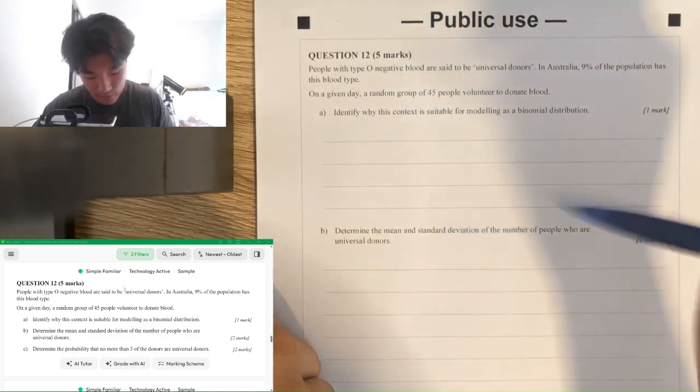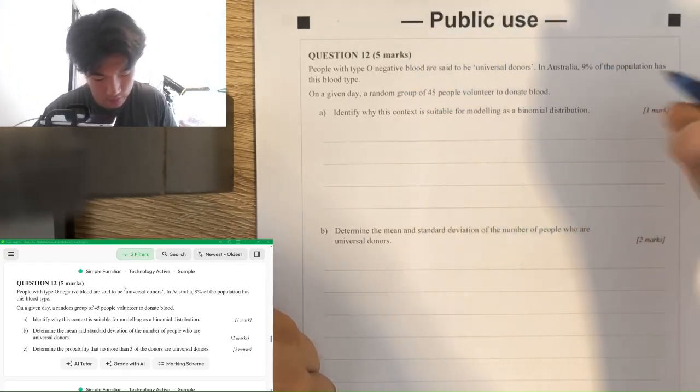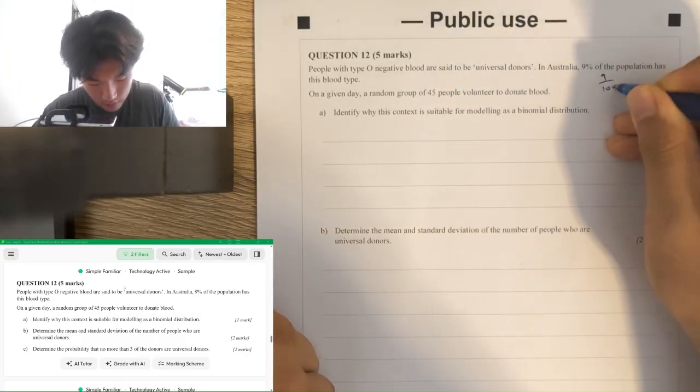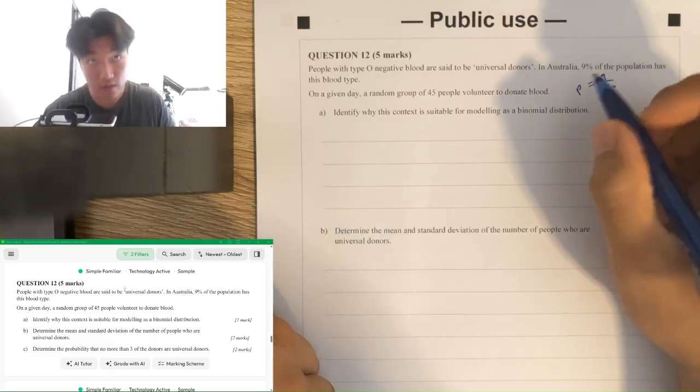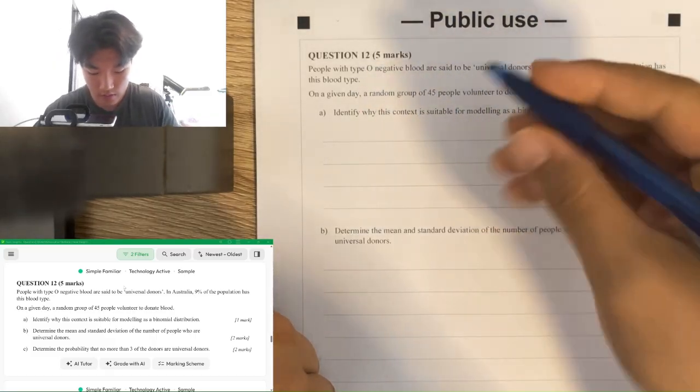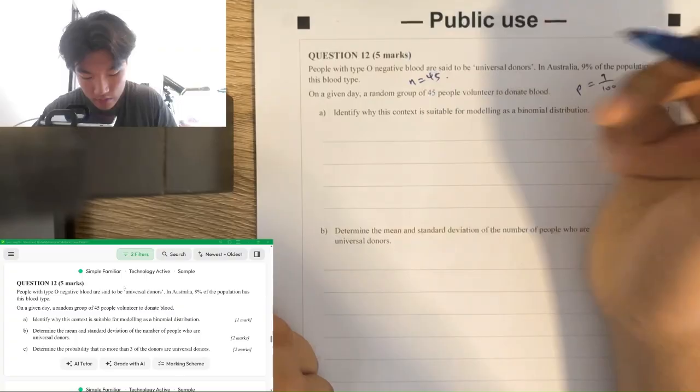Type O negative blood, universal donors, 9%, so 9 over 100 is p. On a random given day, a random group of 45.